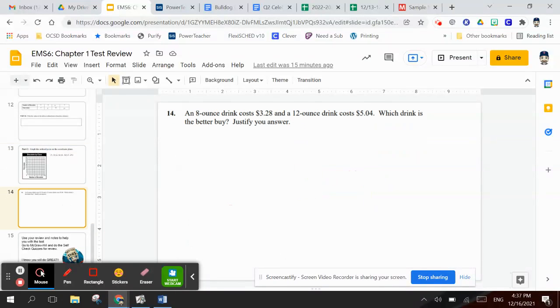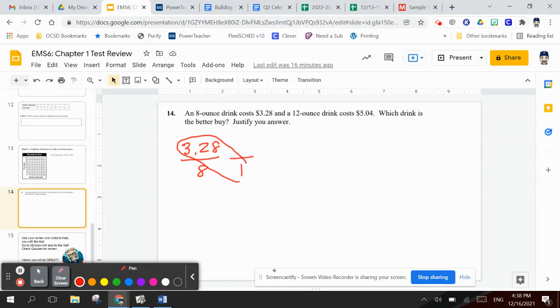Number 14. It says an 8-ounce drink costs $3.28 and a 12-ounce drink costs $5.04. Which drink is a better buy? So we have to find out the unit rate. How much is 1? So I have $3.28 for 8 ounces. I want to know how much is 1.